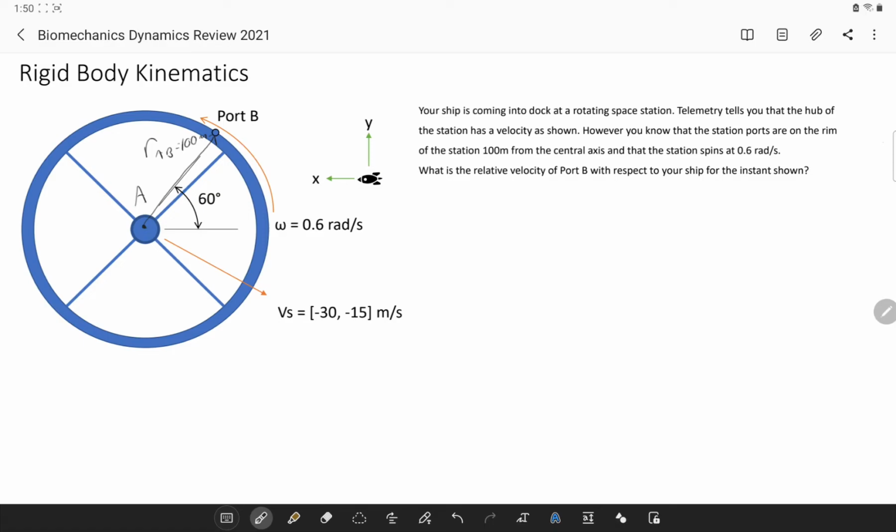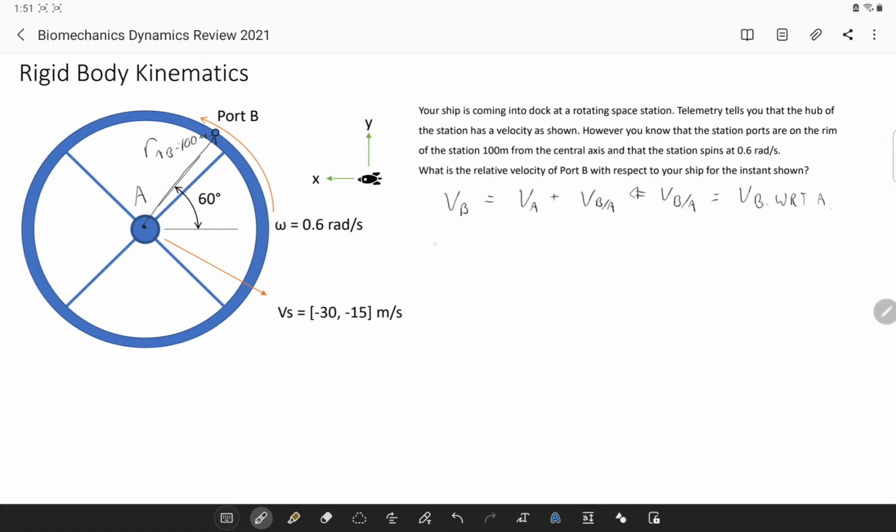When looking at a rotating body, the velocity at any point, I'll call it point B, is equal to the velocity of some other point, in this case point A, plus the relative velocity of the point of interest with respect to the point that we know. In this case, the velocity of B with respect to A. I'll note that V_B/A is the velocity of B with respect to A. That's just a convention I'm going to use for this problem to be clear about what we're calculating.